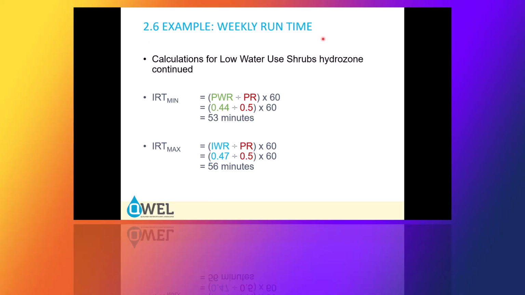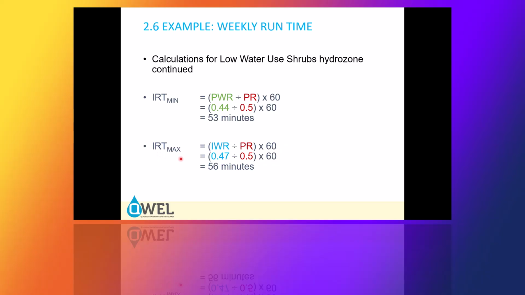Here's an example weekly runtime. We're going to continue calculations for the low water use shrub hydrozone. Again, we're going to find out the irrigation runtime minimum and the irrigation runtime maximum. The minimum is basically, what does the plant need? Here's what the plant needs, our plant water requirement. We're going to take a precipitation rate from our audit. So in this case, we have 0.44 divided by our precipitation rate obtained from the audit, which is 0.5, and we're going to multiply that by 60. So we come up with 53 minutes.